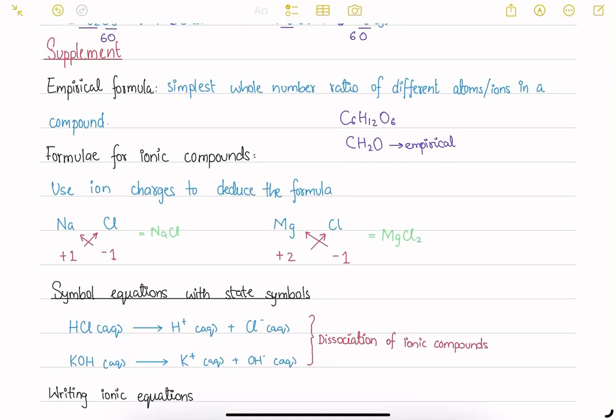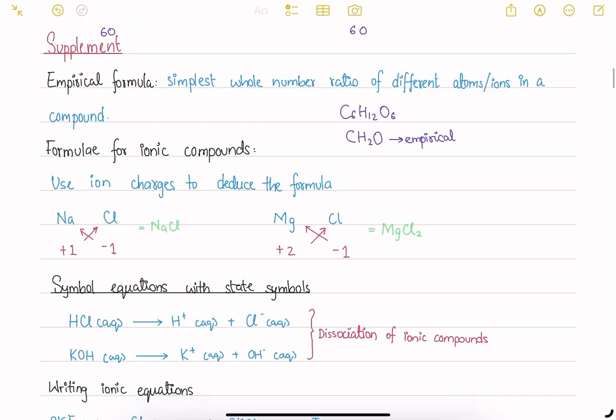The ion charge of Na is +1, and for Cl it's -1. And again, we have the crisscross rule. So the -1 goes to Na and the +1 goes to Cl. But we don't include minus and plus when we are writing the formula, so we write it as NaCl because it's 1 and 1. We don't need to write 1 specifically. When we write NaCl, it's considered as 1.